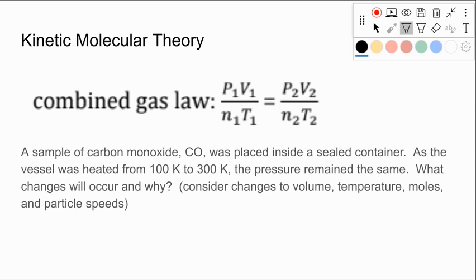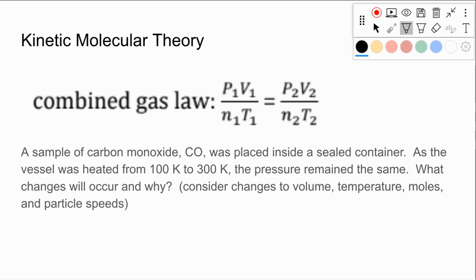Okay, so temperature increased. That's the information that it specifically tells us. It tells us that our temperature goes from 100 Kelvin to 300 Kelvin. And so the temperature increased. My moles remain the same. And the way that I know that is because it literally said that it was placed inside a sealed container. And that sealed container means that nothing can go into this container, nothing can come out of this container.